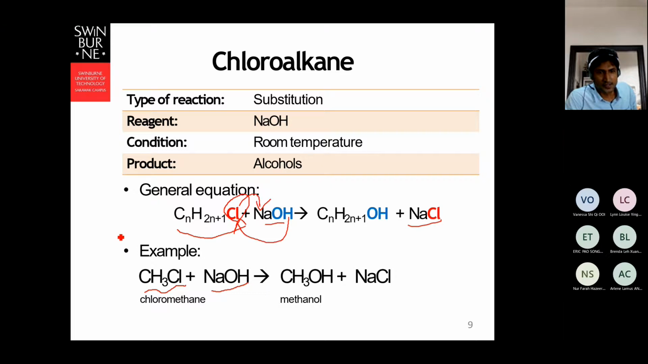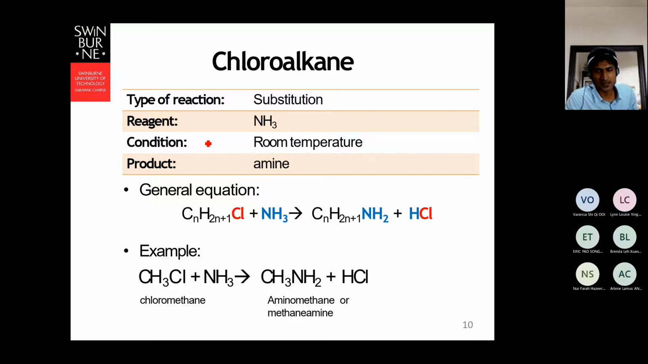If it is not chlorine, if it were bromine, Br, or if it were iodine, it will produce sodium bromide or sodium iodide, depending on what is available there, right? So that is how we can get the reaction going, just by doing the substitution reaction.